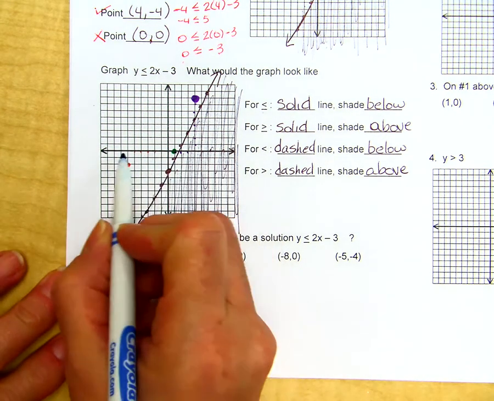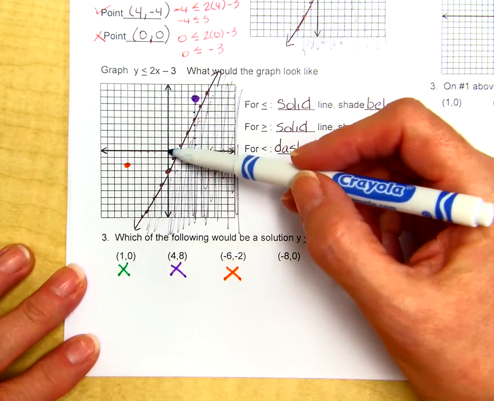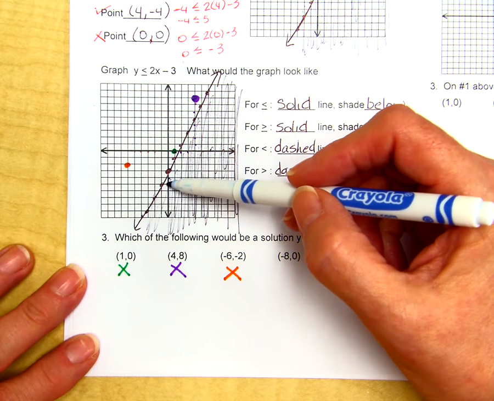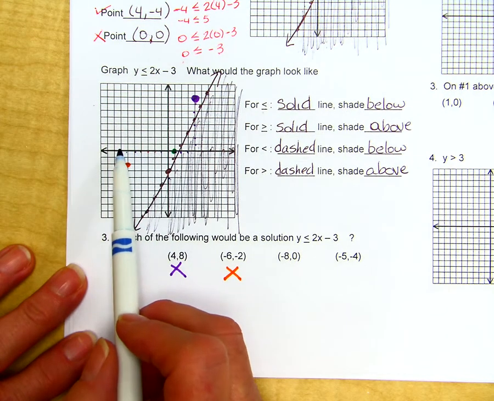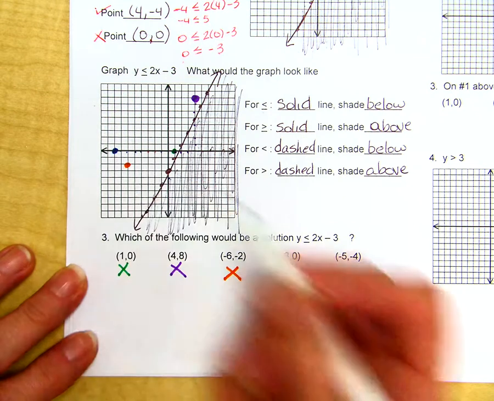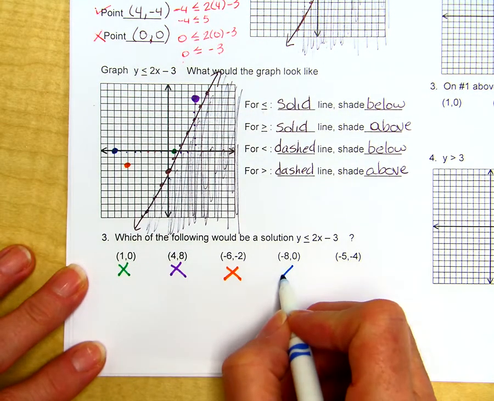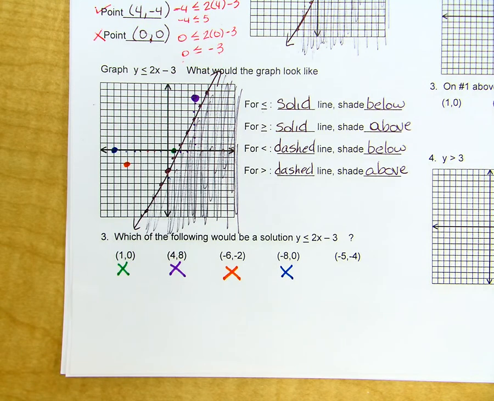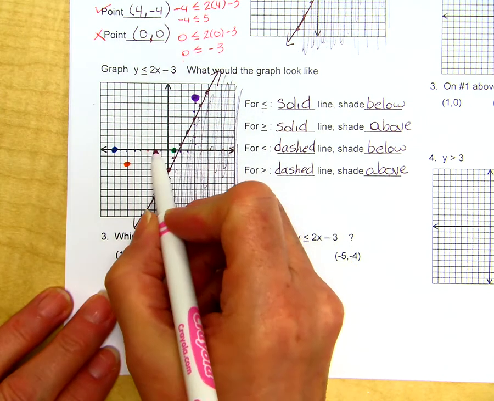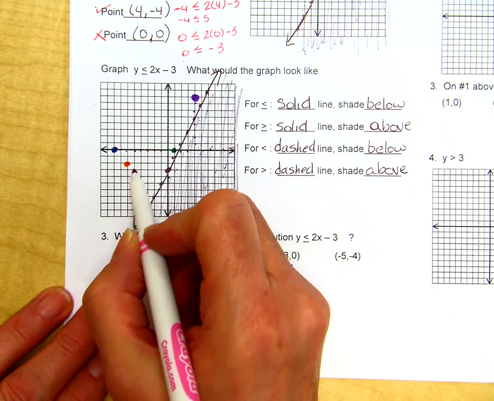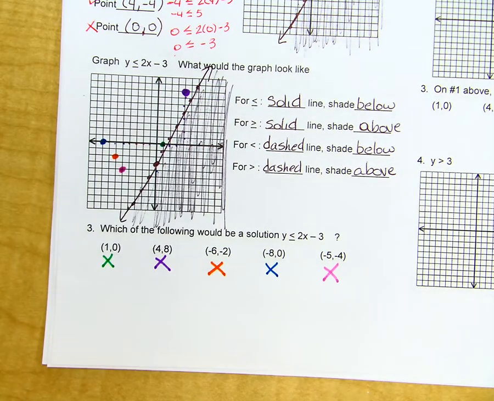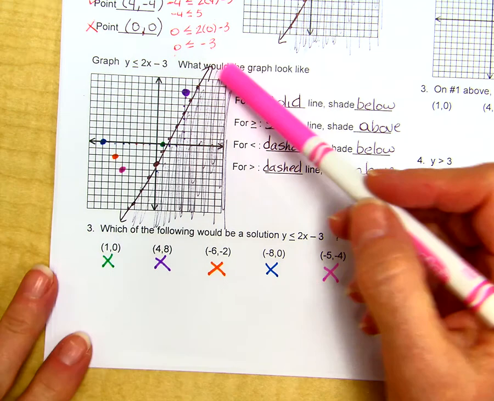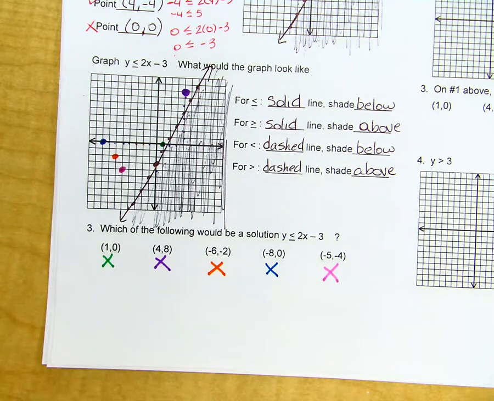-8, 0 is on the, sorry, it's on the x-axis. 1, 2, 3, 4, 5, 6, 7, 8. Go up or down 0. Again, not in the shaded area. So not. And finally, -5, -4. 1, 2, 3, 4, 5. 1, 2, 3, 4. So absolutely none of these would be a solution because none of them end up in the shaded area that we have here.